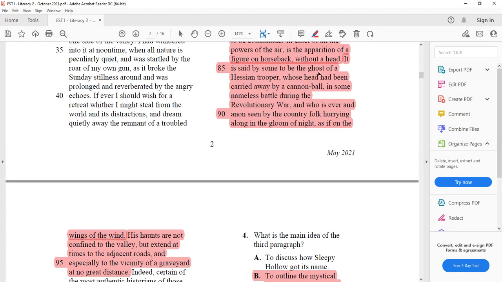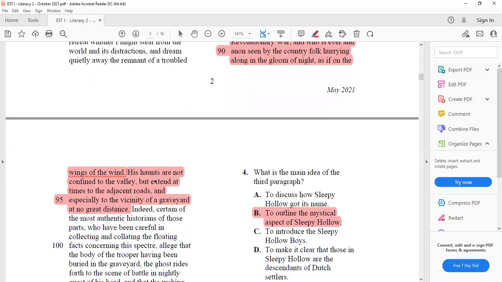It's said by some to be the ghost of a Hessian trooper whose head had been carried away by a cannonball in some nameless battle. So he was in a battle during the Revolutionary War, and he was hit by a cannonball. Do you know the cannon? Cannon, it's a kind of war weapon. In some nameless battle during the Revolutionary War, take care that he names also the Headless Horseman, and who is ever anon seen by the country folk hurrying along in the gloom of night as if on the wings of the wind. His haunts are not confined to the valley, so it's not only for the valley, but extend at times to the adjacent roads and especially to the vicinity of a graveyard that is not at a great distance. So the graveyard is near.